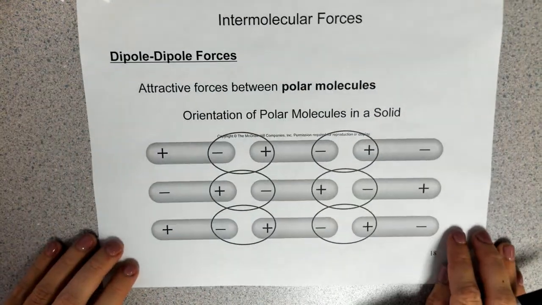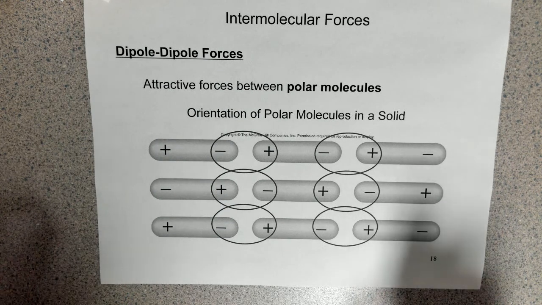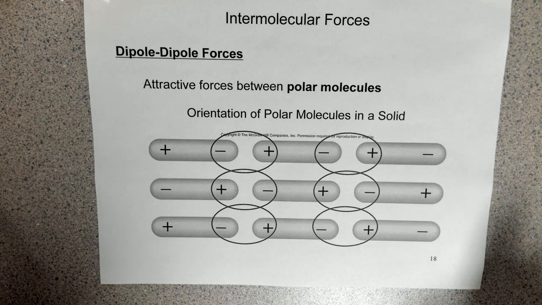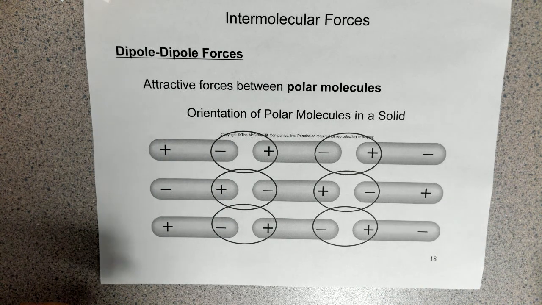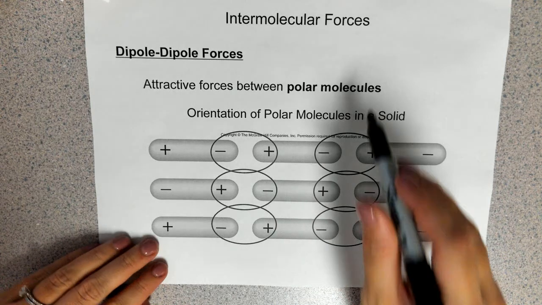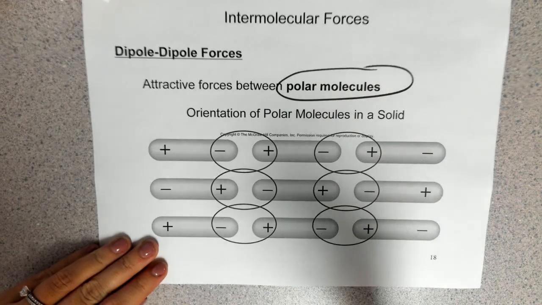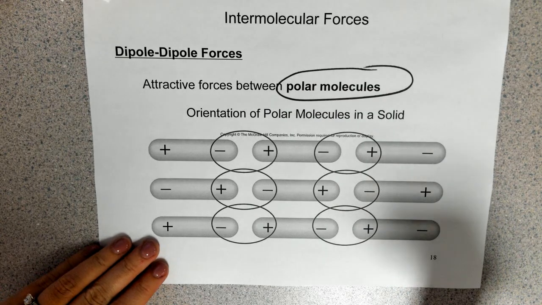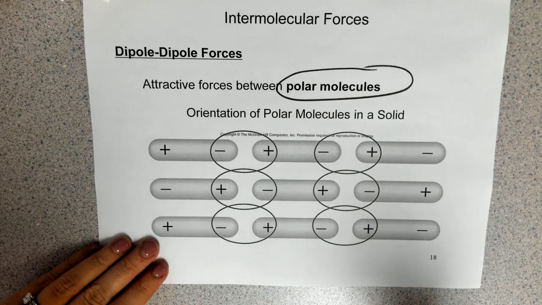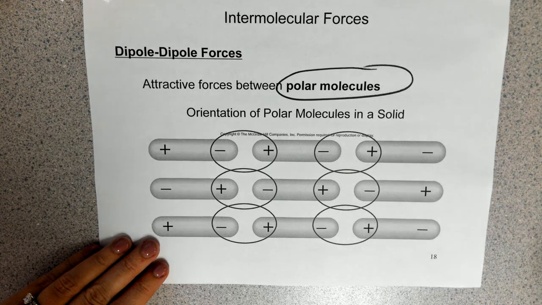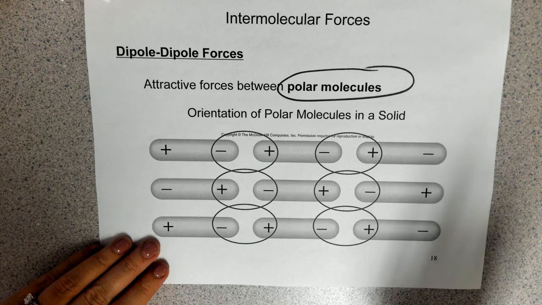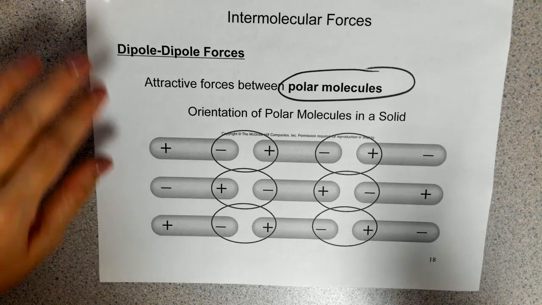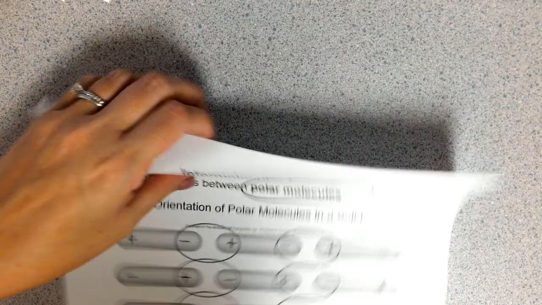And again, here's another picture. They arrange so that positives are near negatives, because positives and negatives attract each other. And this occurs between polar molecules that have dipoles always. London dispersion was between any molecules, because even neutral, nonpolar things can get dipoles when the electrons move around.